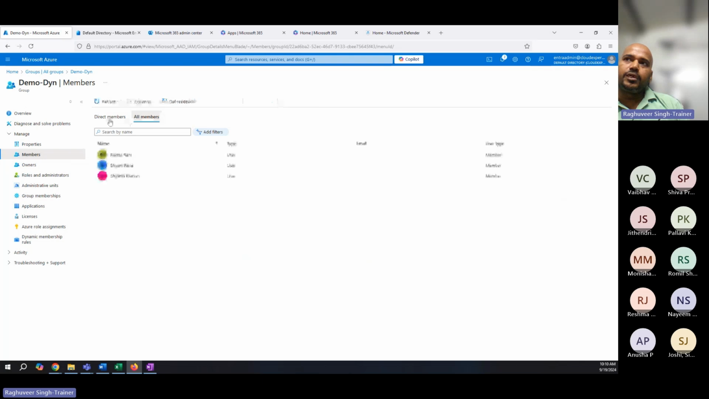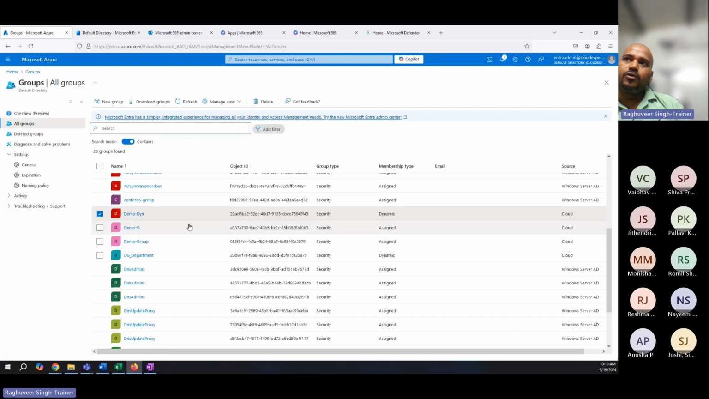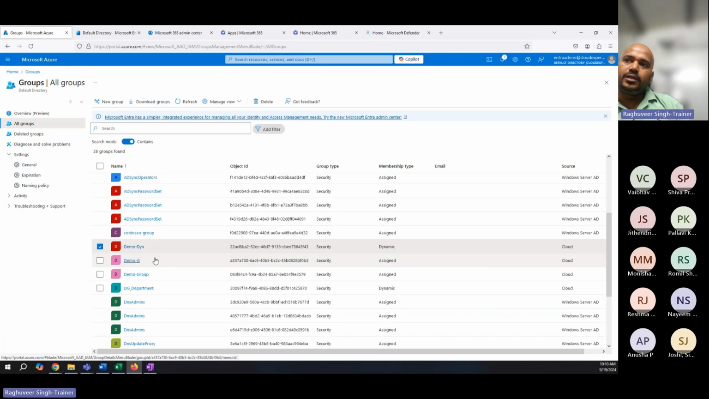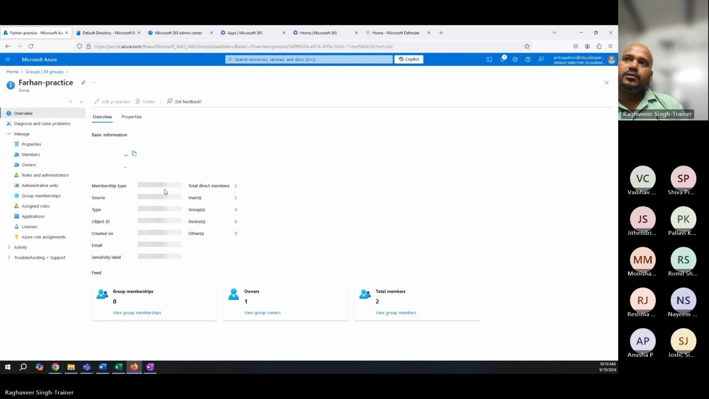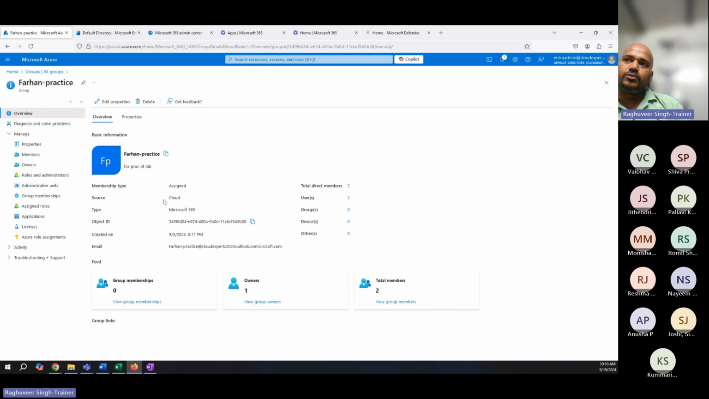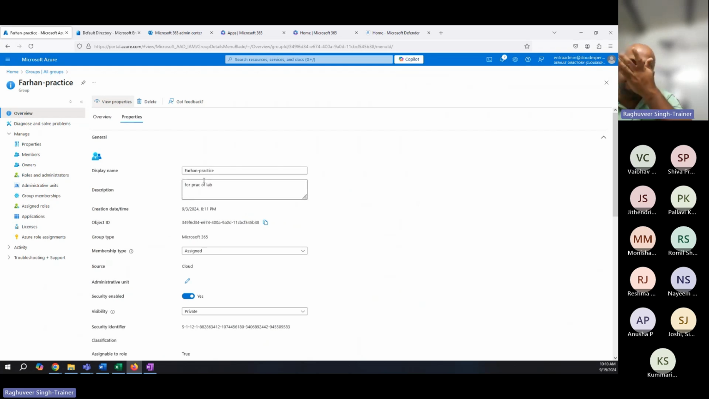So you can create groups like that. You can change the logic also. Let's say I also want to have one member added to the group. Let's say Farhan, Farhan practice. I just want to see the source. Okay, the source is cloud. So I want this member to be added to the group. I will just see the properties of this member basically.